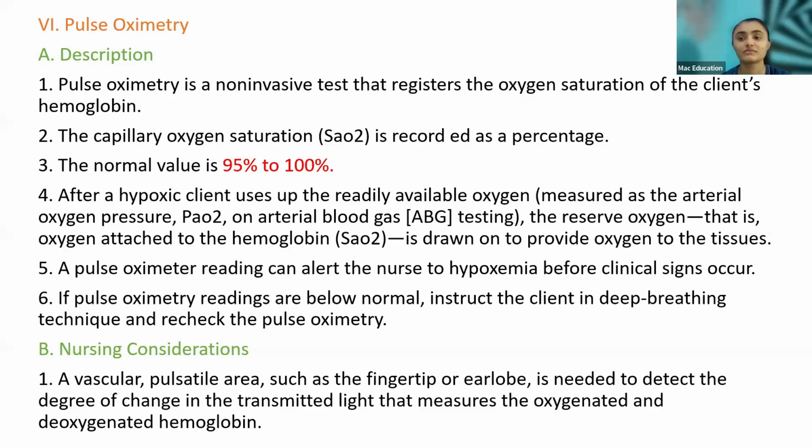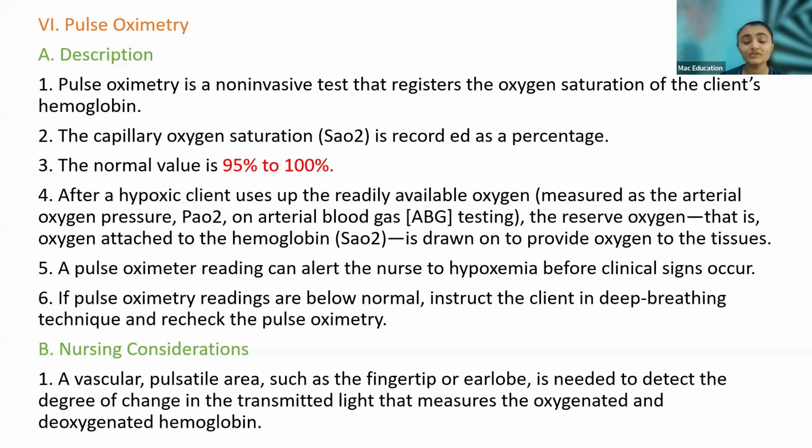Good morning. Before moving to the next topic, let's do a quick revision of our last class. What we have seen yesterday? Pain and pulse oximetry. What is the normal range of pulse oximetry? 95 to 100. So we have seen the description of pulse oximetry and nursing considerations.